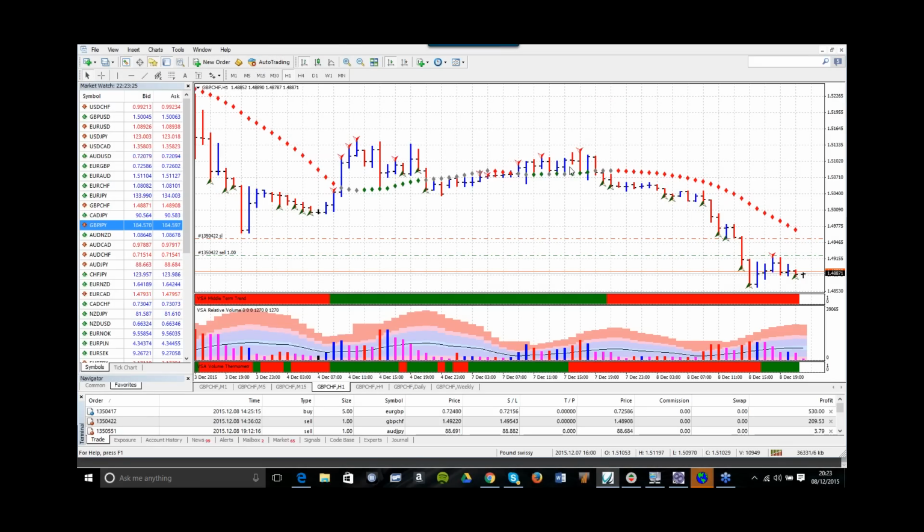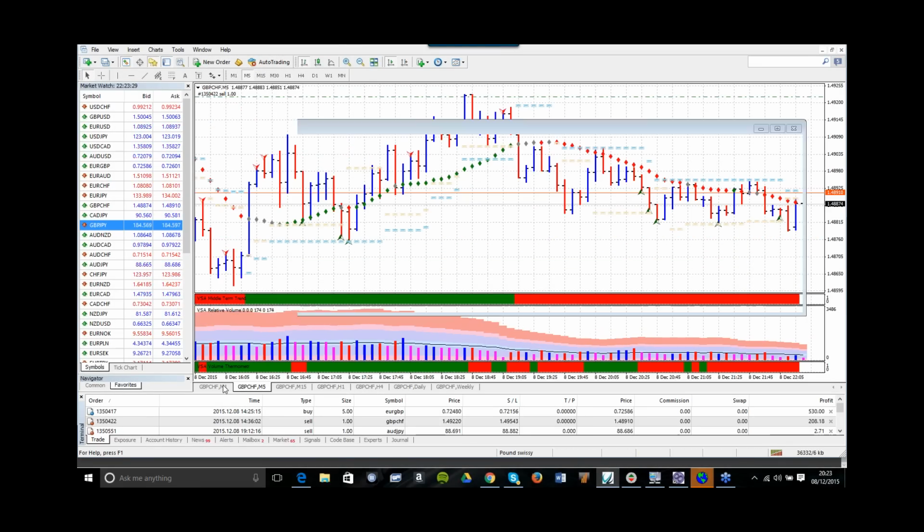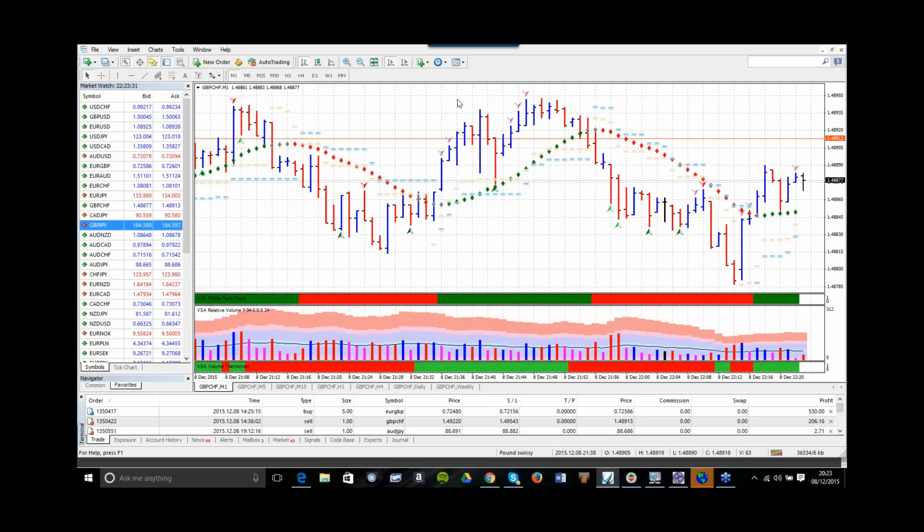So what we do is we go and look at the smaller time frames on this instrument. Okay, we can start with a 1-minute chart, which is very busy. I mean, I find this quite difficult sometimes to read.